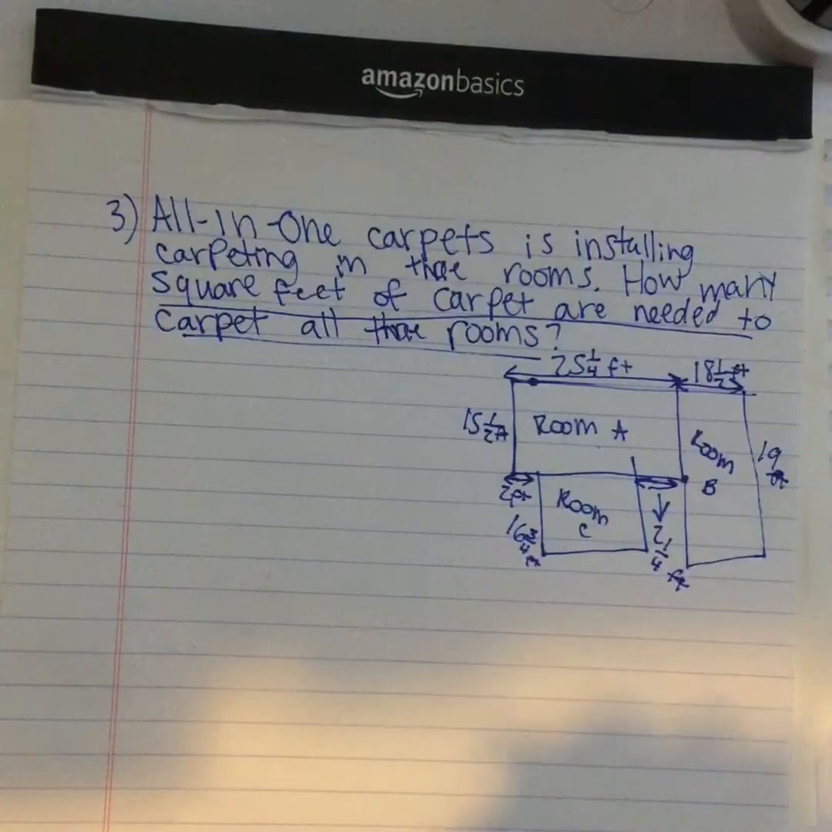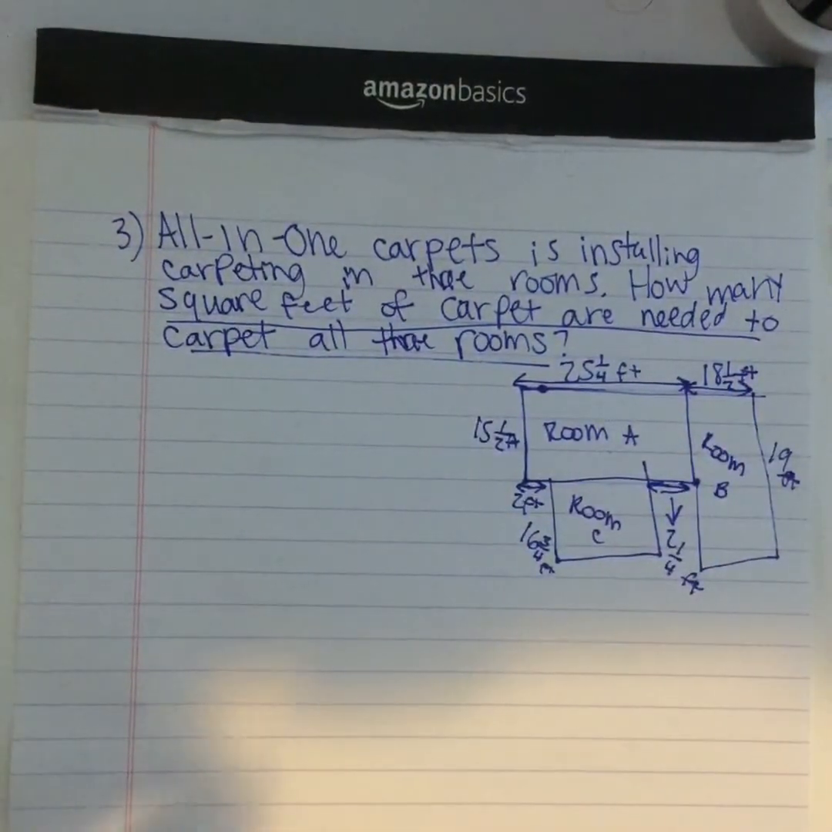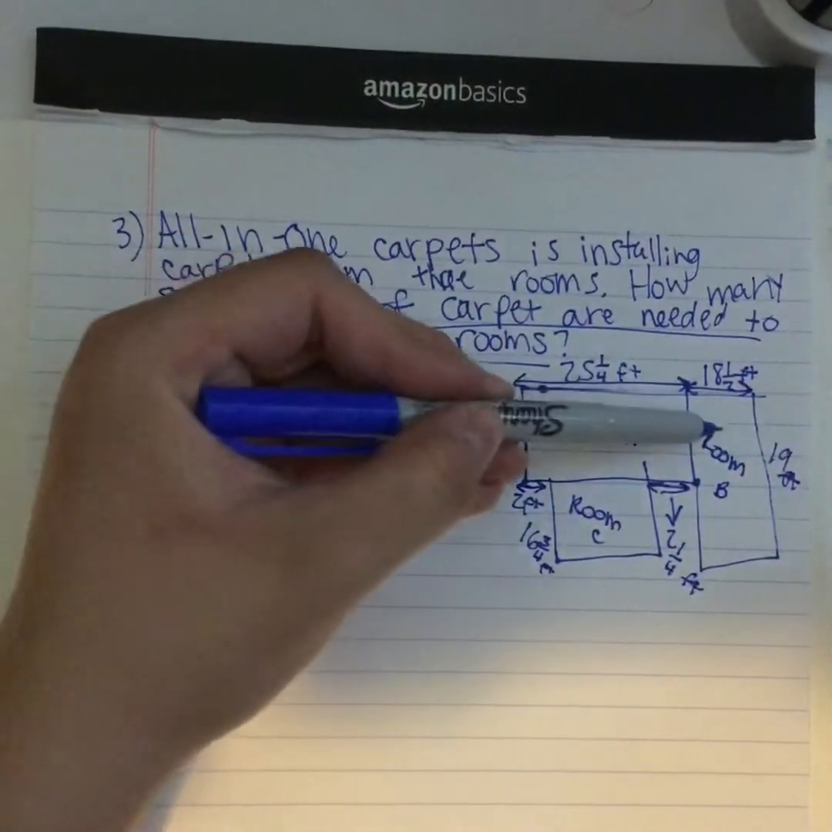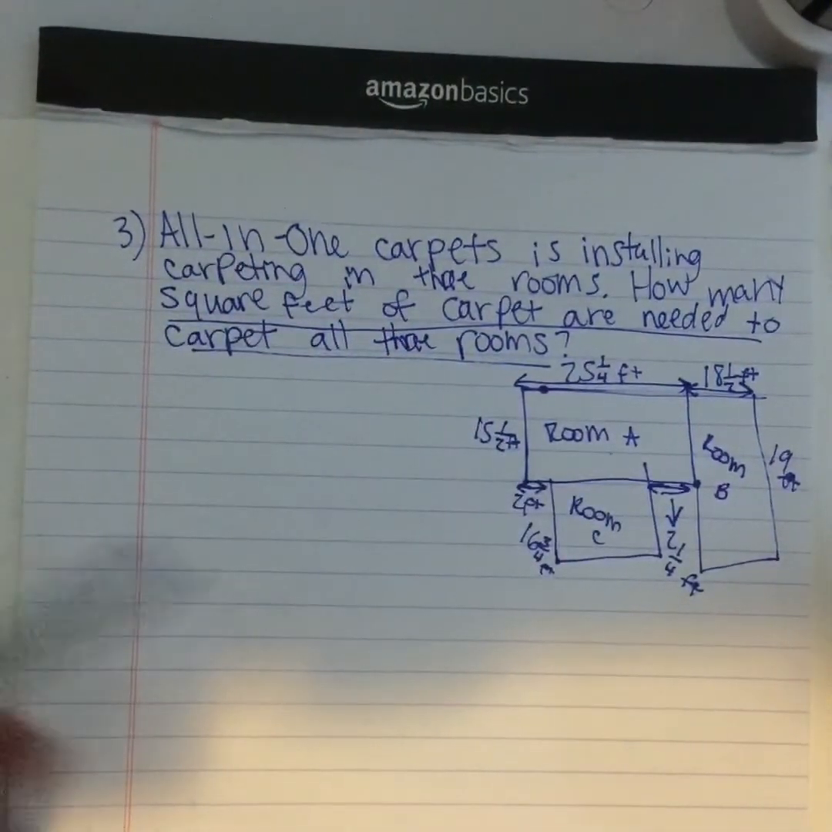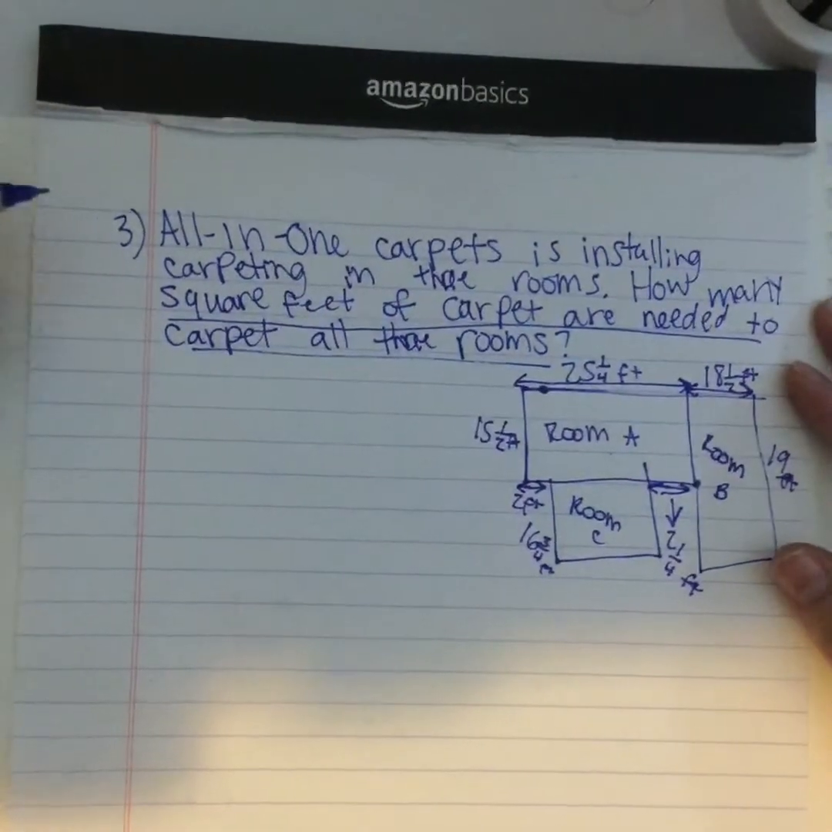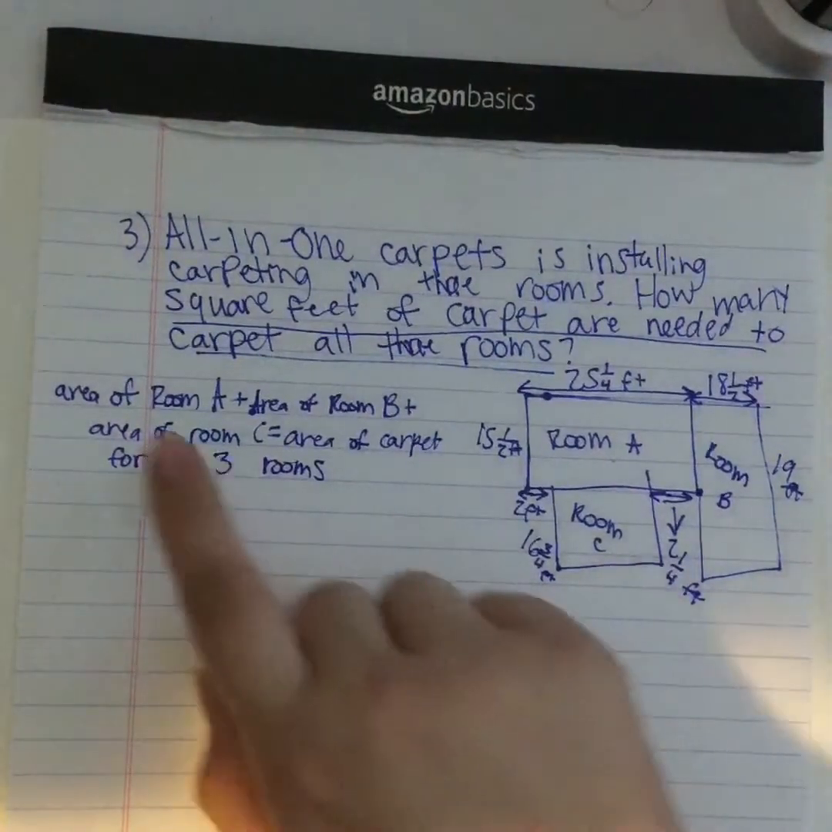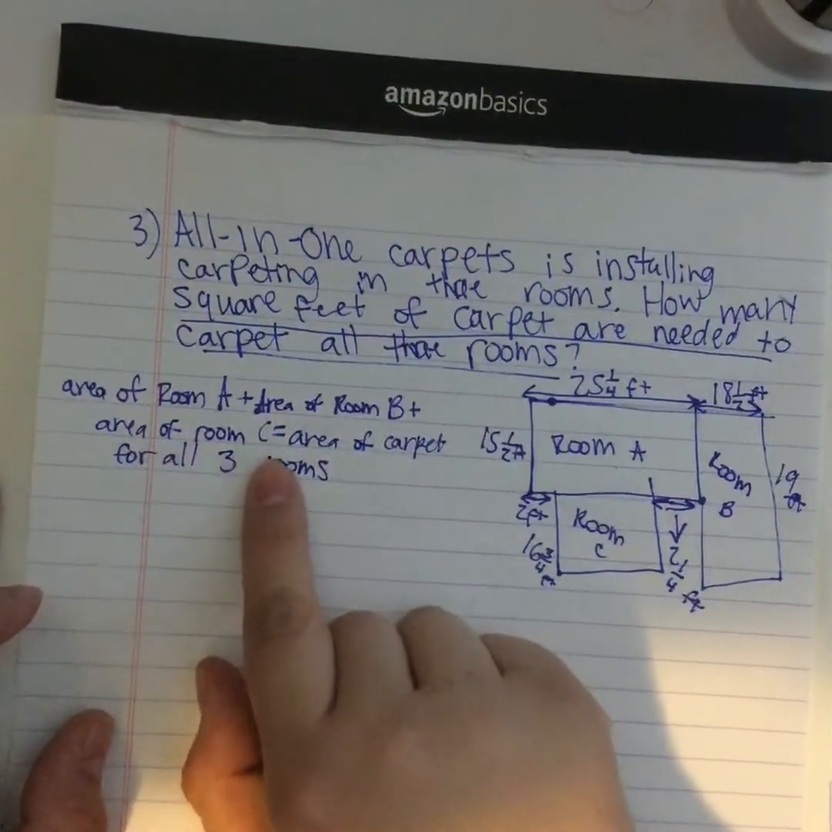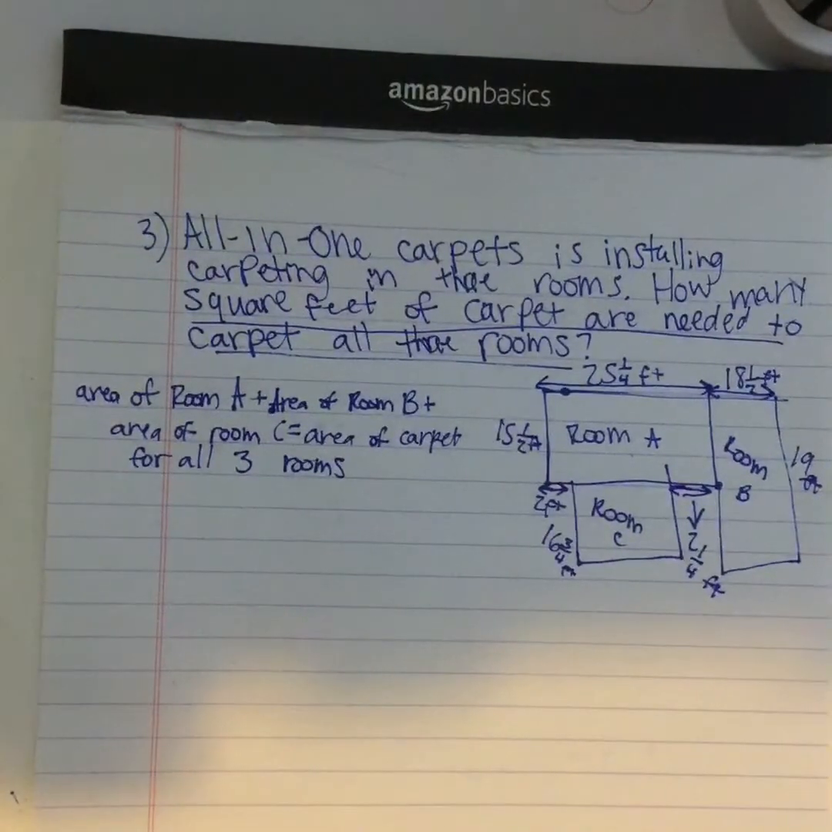So thinking about my first step of trying to figure out what the problem is asking me, I know that it's asking me for the carpet for all 3 rooms. Knowing that, I can say that they want the area of room A plus the area of room B plus the area of room C, and that will equal the carpet needed for all 3 rooms. So I'm going to go ahead and write that down. So area of room A plus area of room B plus area of room C equals the area of carpet for all 3 rooms. That's the problem I chose to go with.